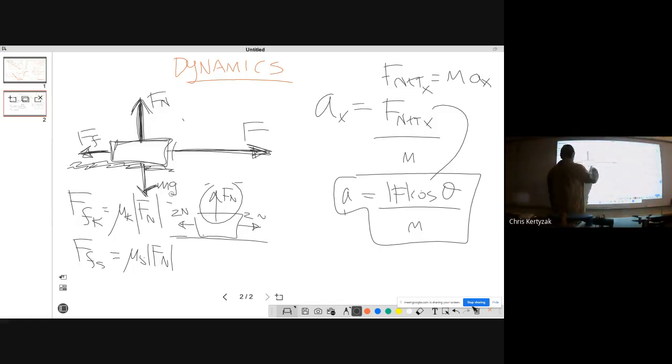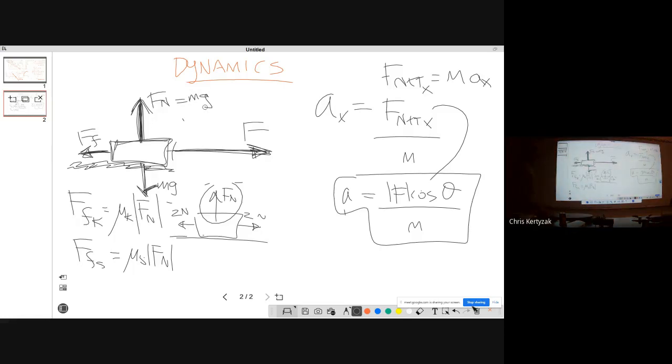Mg down, mg up. If it's sitting still, Fn equals mg. Yes. If it's moving to the right at a constant speed across the table, what is Fn? Mg. If it's accelerating as it slides sideways along the road, getting faster and faster sideways, what is the normal force? Mg. That doesn't change by any forces that are sideways.